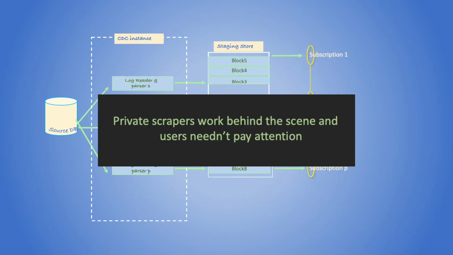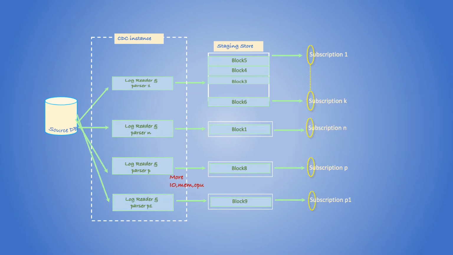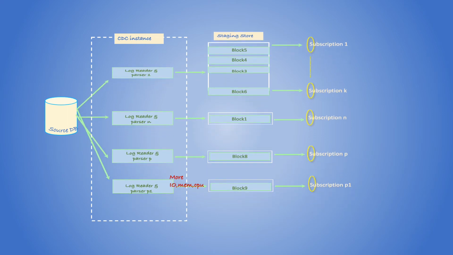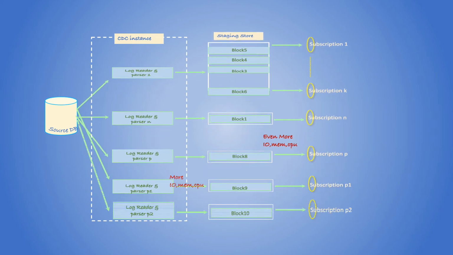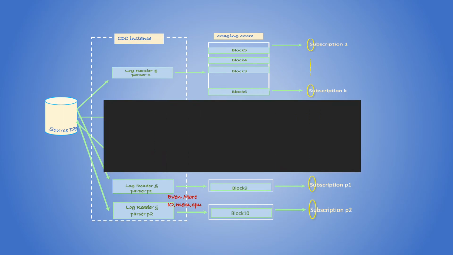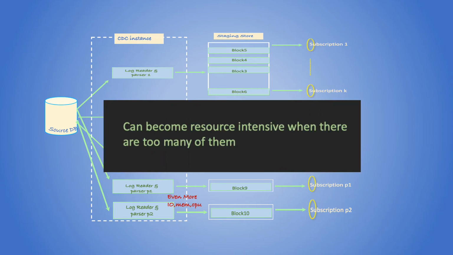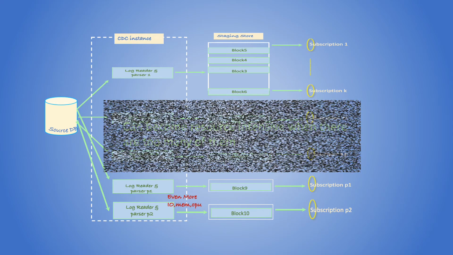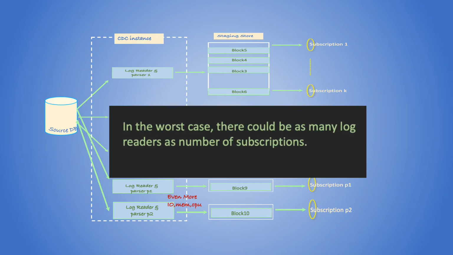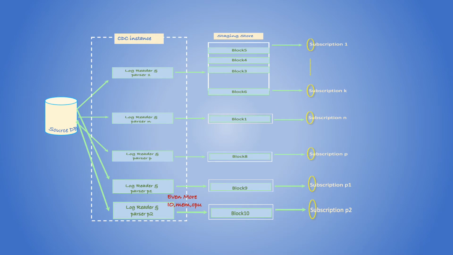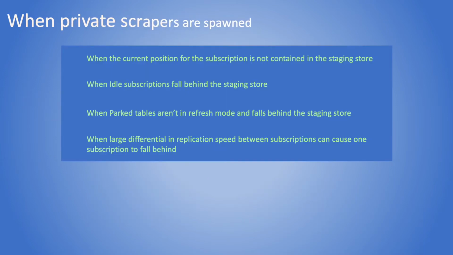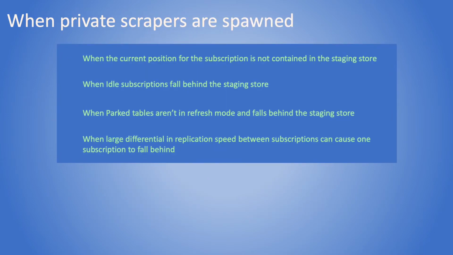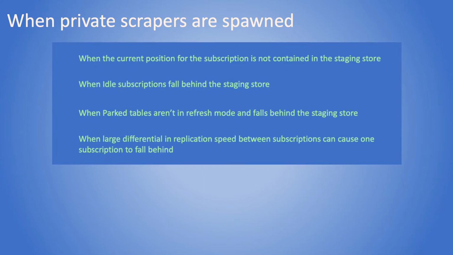Users need to pay attention to how scrapers work. However, too many private scrapers can become resource intensive and slow down replication speed. It is a symptom of poorly designed subscriptions. Let's look at the conditions that force a private scraper to be spawned.